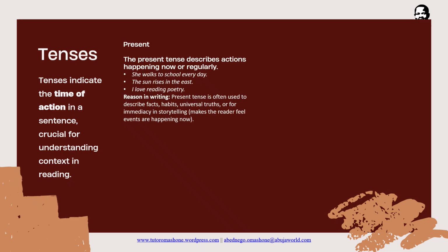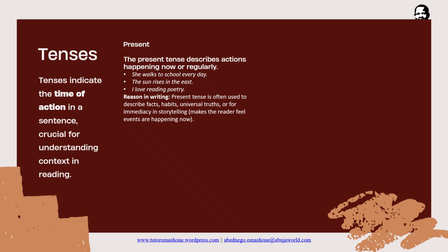There are quite many, but they could be summarized into a few of these ones I'm going to share with you in this video. So the first one is present tense. The present tense describes action happening now or regularly. And as you can see on your screen, there are three examples: she walks to school every day, the sun rises in the east, I love reading.